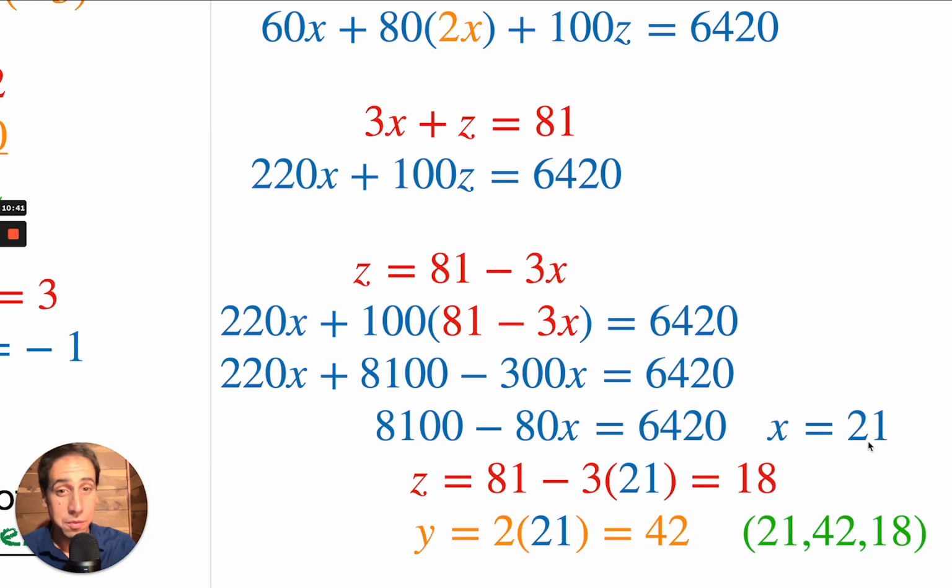Once x equals 21, I can plug that back into the z equation to find z. Z is equal to 18, and the y equation, y is the original golden equation at the very top. Y is equal to 2 times 21, which is 42. And reporting my answer looks like this: x, y, and z.